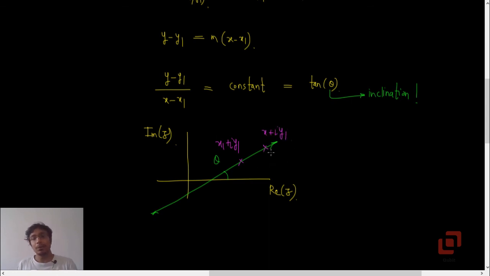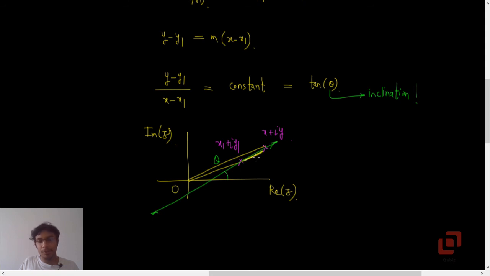Now if you subtract one point from the other, these are the radius vectors, so to speak. If you wish to express the difference between x1 plus i y1 and x plus i y, sorry, I wrote x plus i y1 by mistake, then that will actually give you this one, very much similar to vectors.